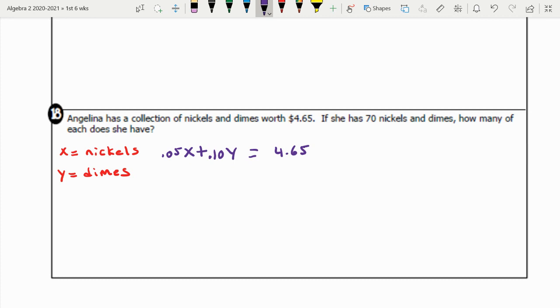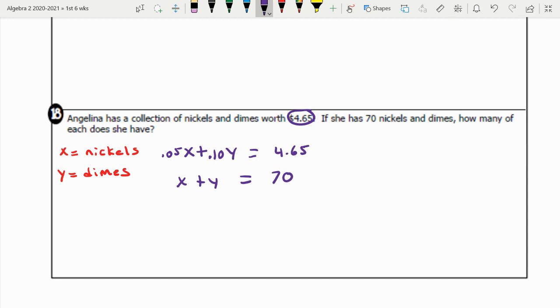Second sentence: if she has 70 nickels and dimes, how many does she have of each? So we know the total, the 70 nickels and dimes. This one's straightforward. We don't need a monetary value. x plus y equals 70 of those things. Again, 70 is not a dollar amount. 4.65 was a dollar amount. Once you get past that, it is now correctly set up.